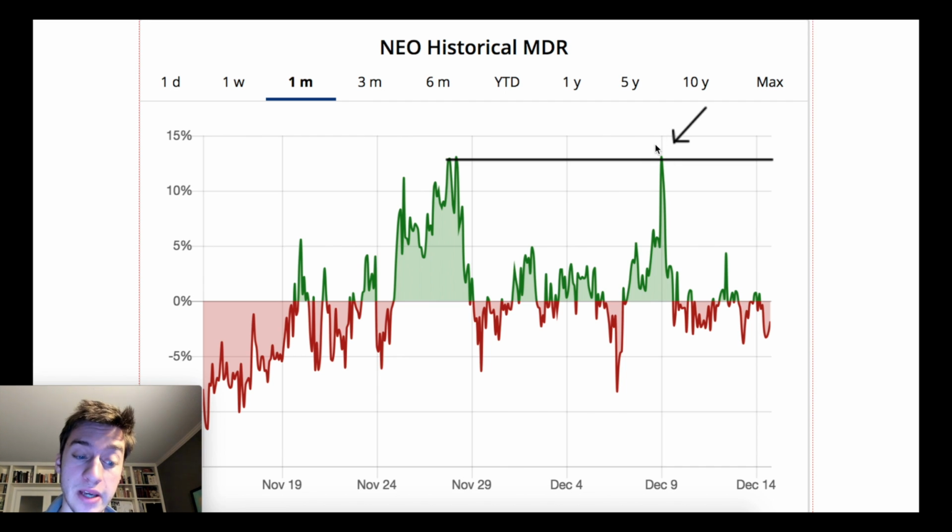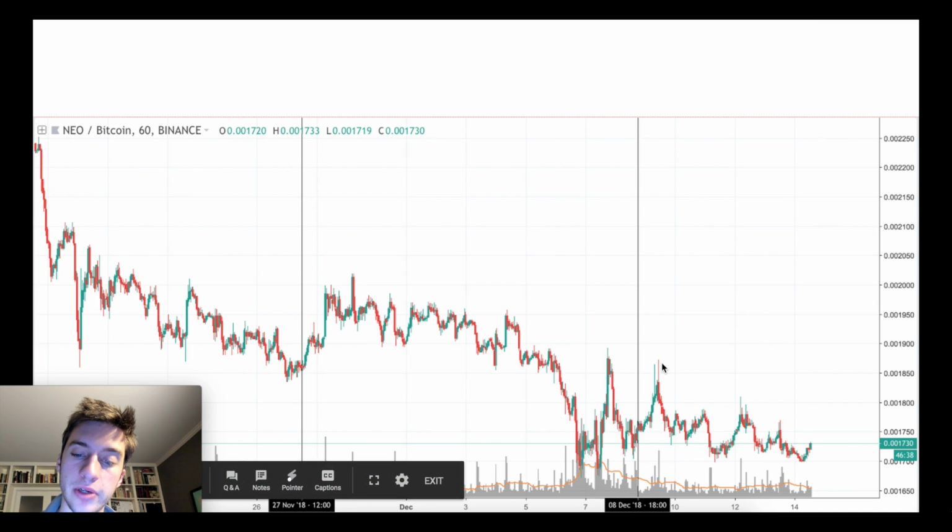But yeah, this would have been a great time to buy. You're hitting your monthly high for NEO. All factors just start looking bullish here, and price does go higher.